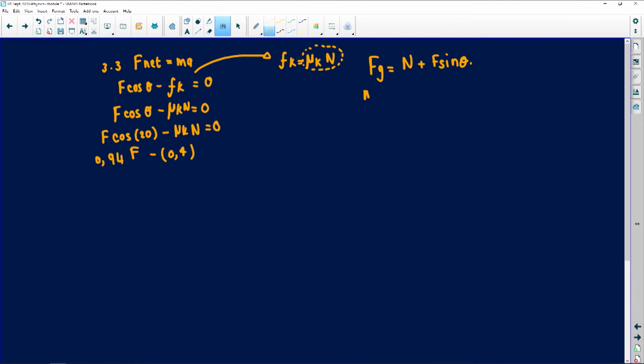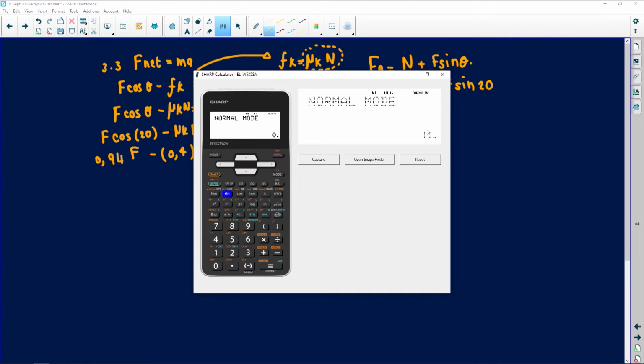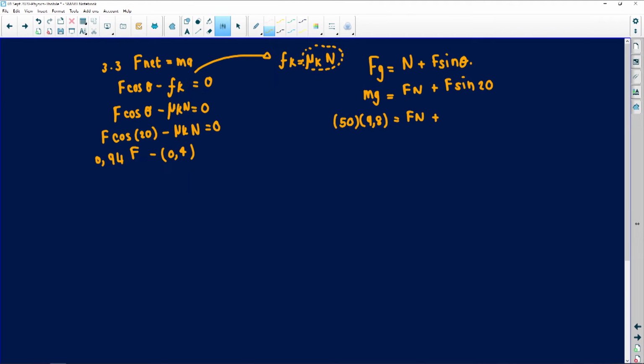Now, F of g, which is mg, is equal to F of n plus F sine, and this is sine of 20. The mass of the block is 50. Gravitational acceleration is 9.8, is equal to F of n plus, let's find what is sine of 20. Sine of 20 gives me 0.34. The 2 is less than 5, so it does not change the 4 into a 5.